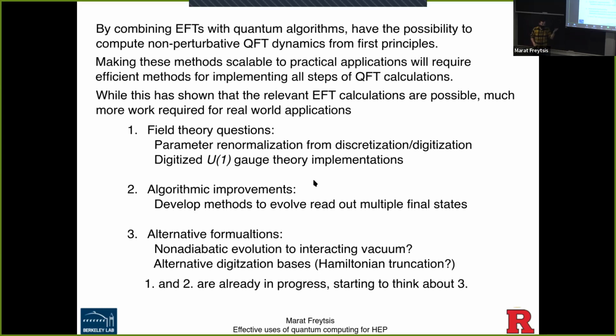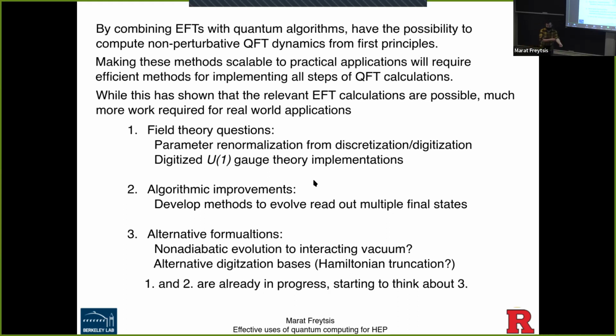We showed that some of these relevant calculations are possible. A lot more work is needed in order to scale this up in the real world. There are field theory questions involving how you extrapolate all of these results out into the continuum limit, and for more realistic theories, and there are various tweaks that we can do to improve the algorithms compared to what we're doing right now.